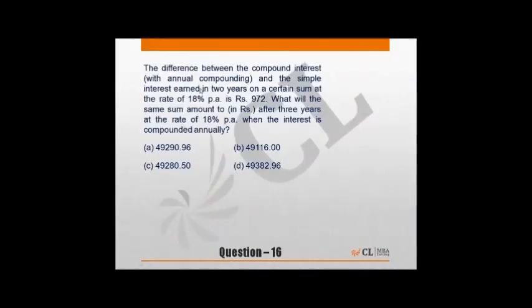Question 16. Difference between compound interest with annual compounding and simple interest earned in 2 years over a certain rate at 18% per annum is 972. What will the same sum amount to in rupees after 3 years at the rate of 18% per annum when the interest is compounded annually?